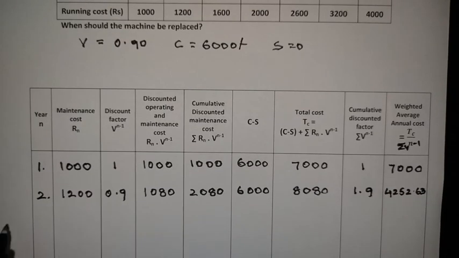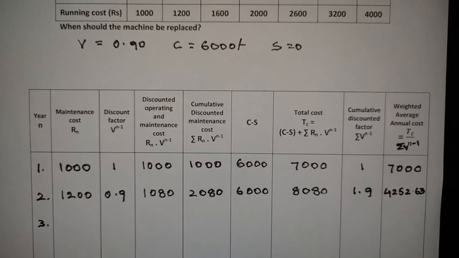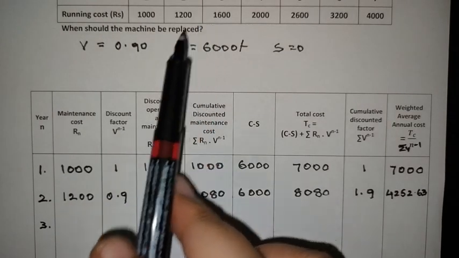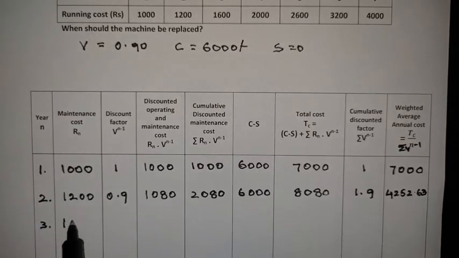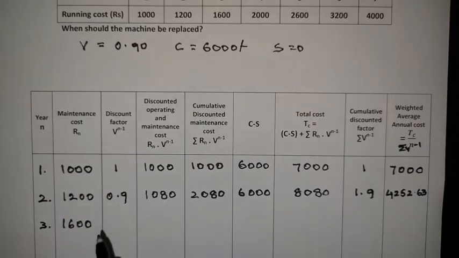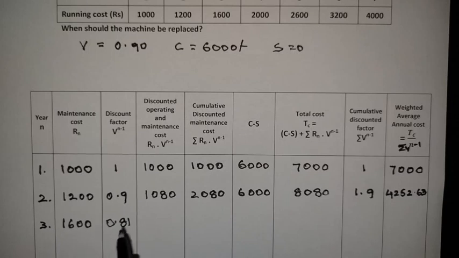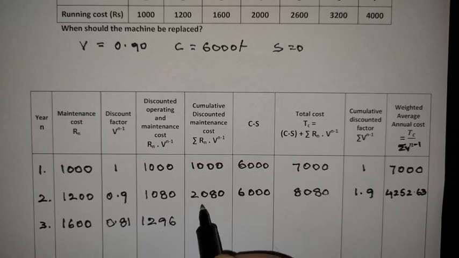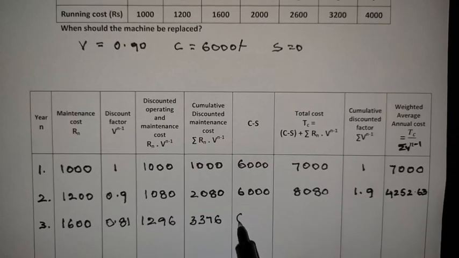If you observe, the weighted average has decreased. So let's go for the third year. In the third year, the maintenance cost is 1600 rupees. So write that. Next, v power 3 minus 1 means v square, 0.9 square, you will get 0.81. Next, Rn into v power n minus 1, you will get 1296. Next, sigma value means 2080 plus 1296, you will get 3376.